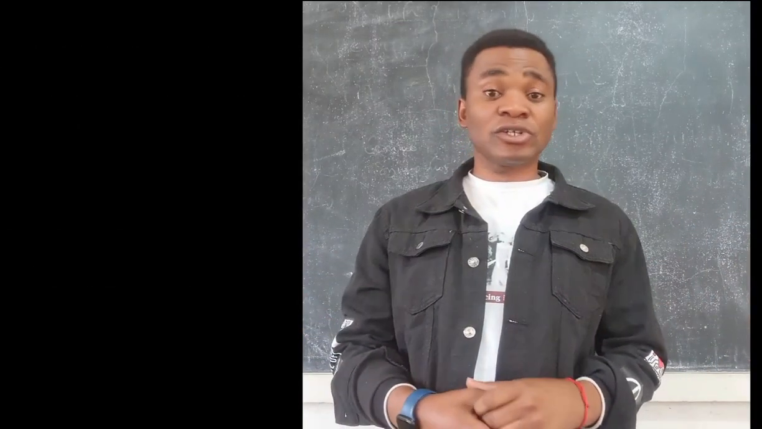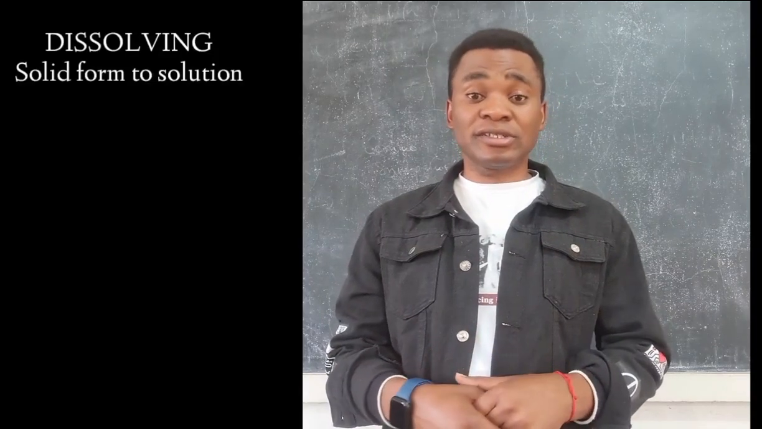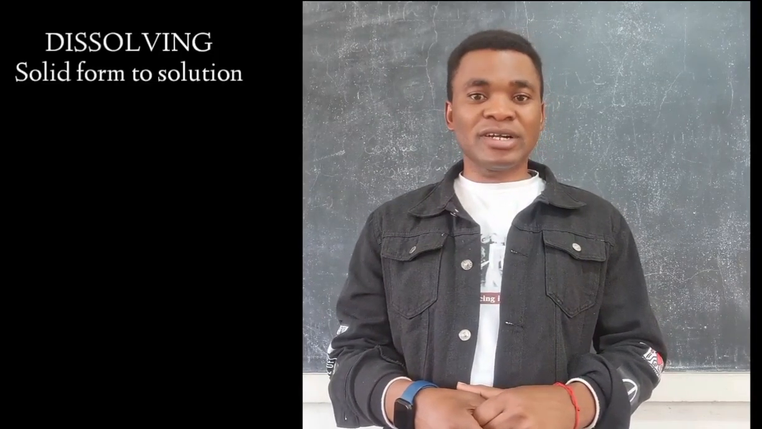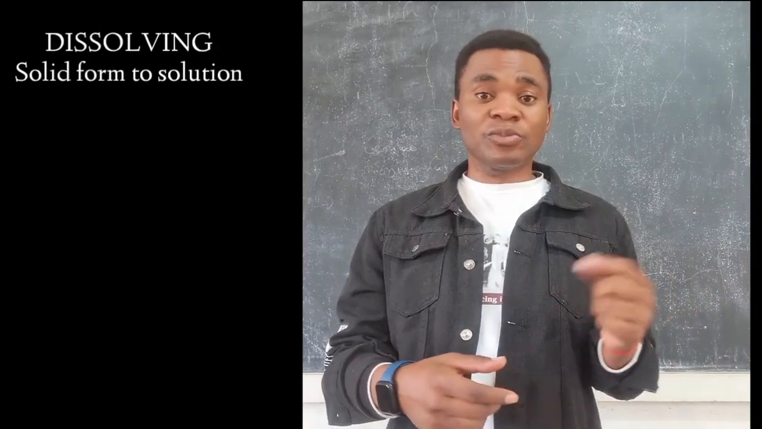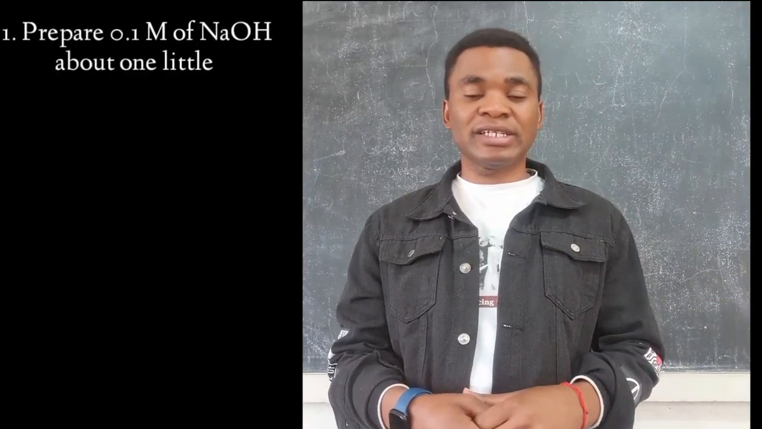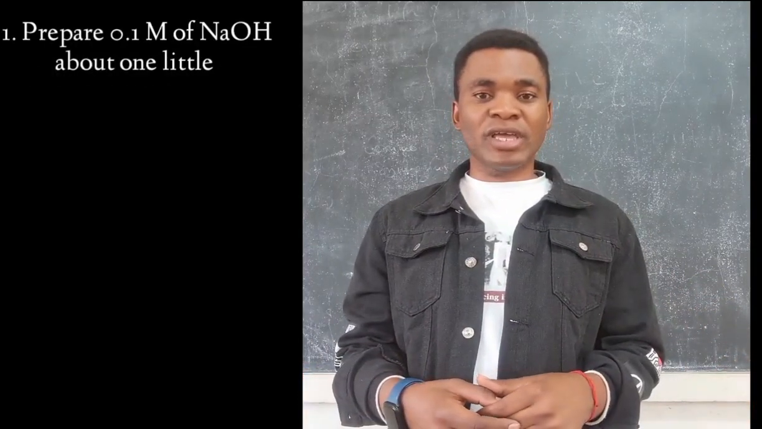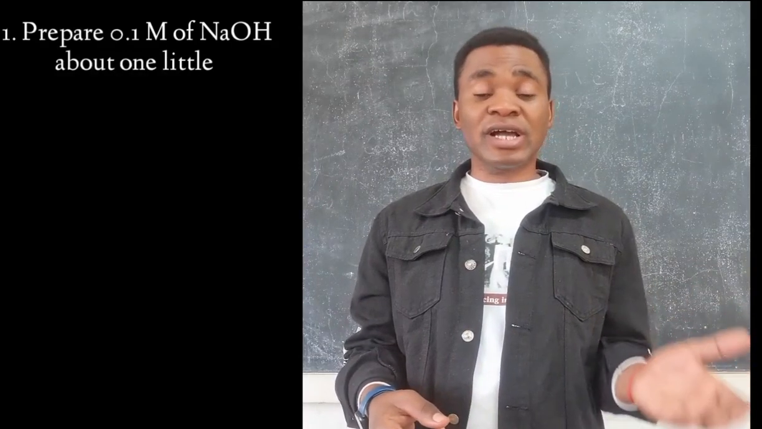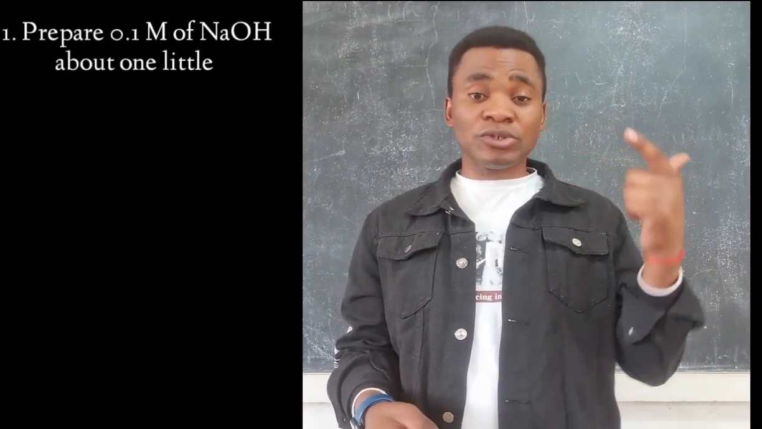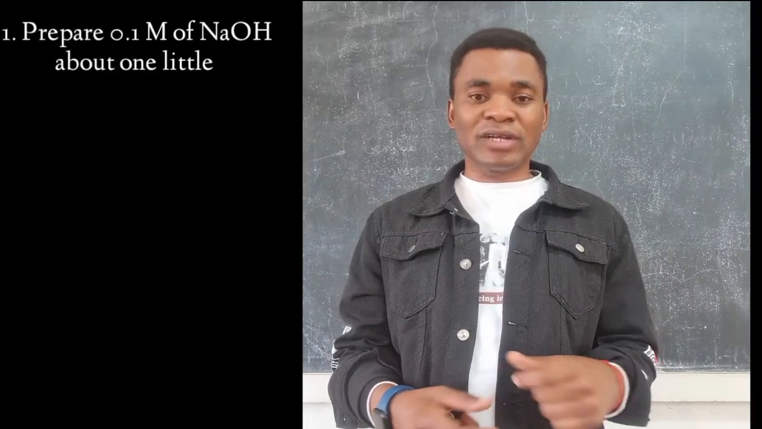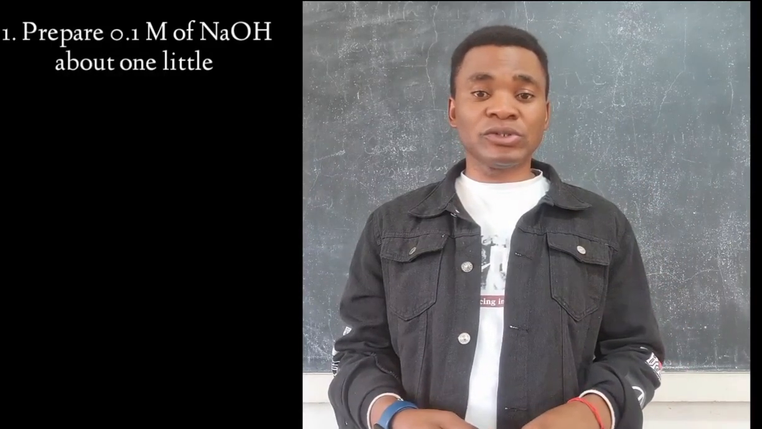Let's start now with a solid form into a solution, that is dissolving. We start directly with task number 1: prepare 0.1 moles of sodium hydroxide, about 1 liter. When they give you a task like this, it's very simple. First, you ask yourself in your brain, what solution are you going to make? Then that will get you to know what chemical you are going to use.